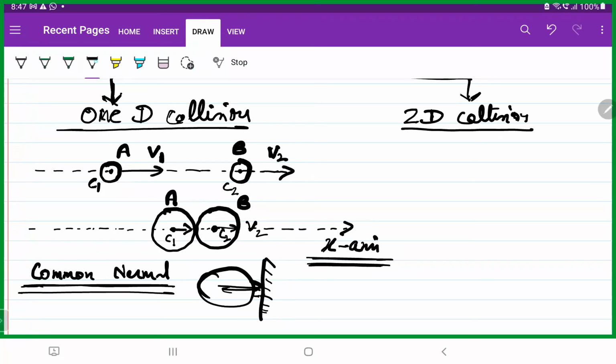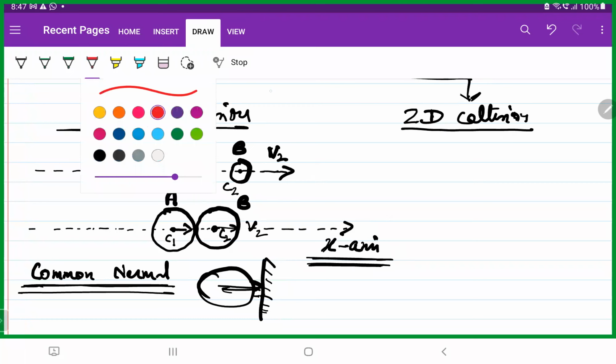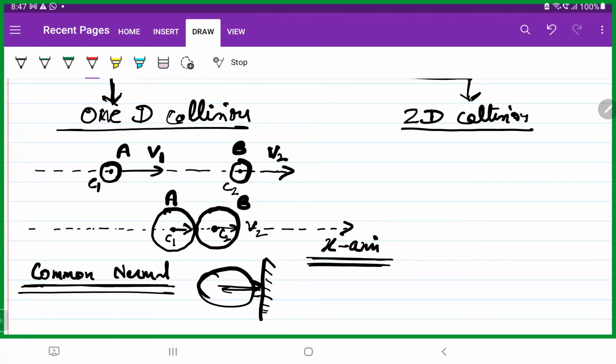So suppose we are talking about a 2D collision, right? Two-dimensional collision. Then what will happen? The object's velocity will be in different direction. Okay. Object velocity will be in different direction than C1, C2.